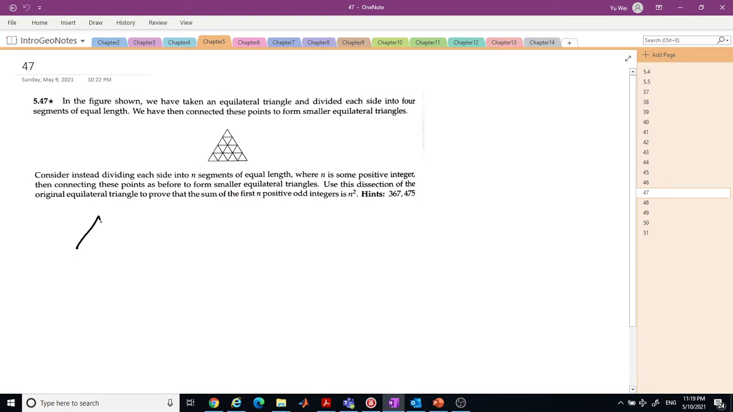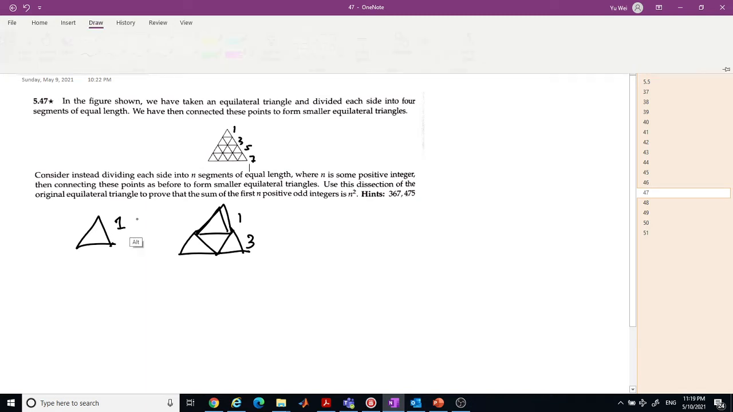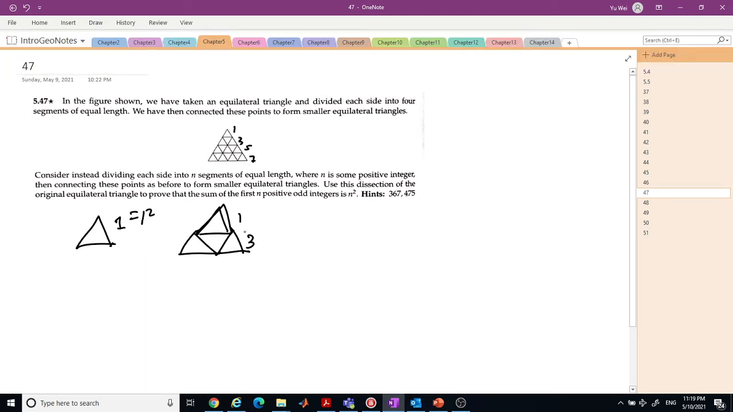Let's find some patterns. So here is a 1, and here is a 1 and a 3. Then you see it's 1, 3, 5, 7. So this is the continuous odd numbers. The sum is equal to 1 squared. This sum is equal to 2 squared. Okay, so let's use induction to prove it.